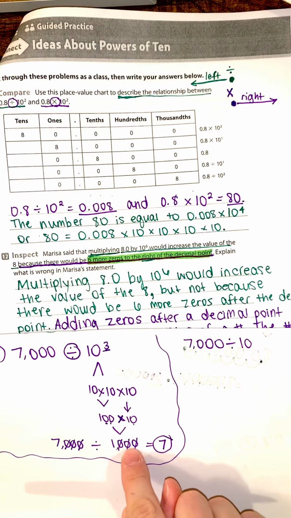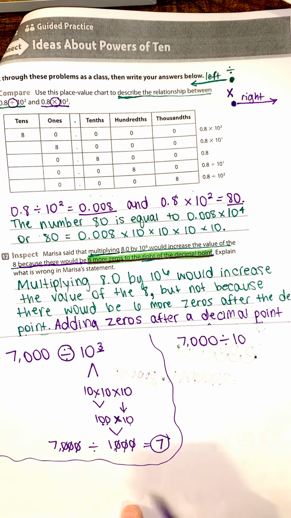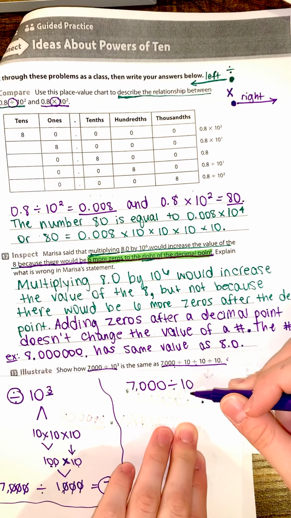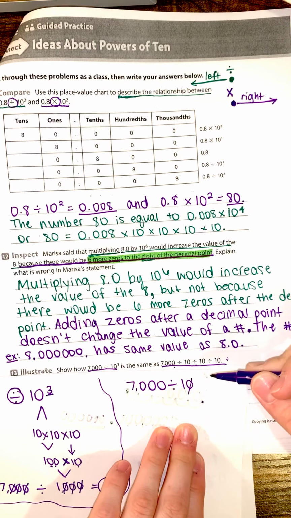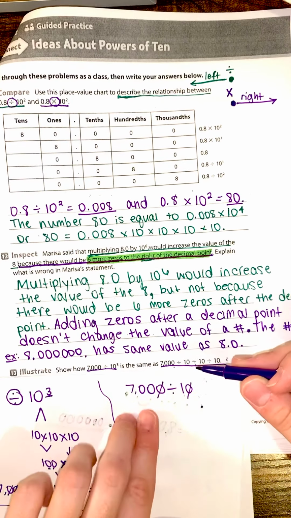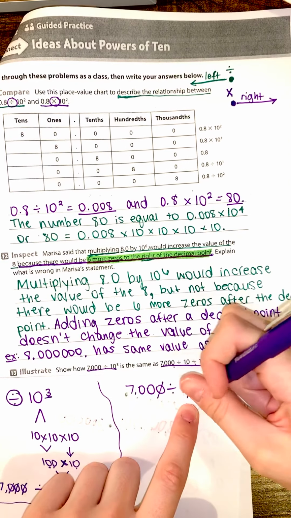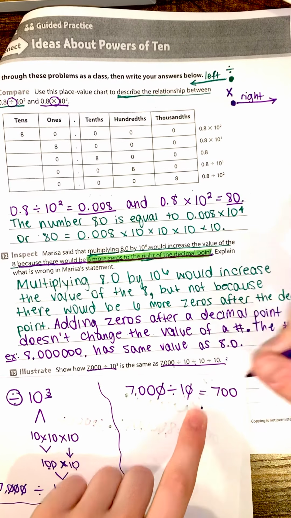These are your powers of 10. However many zeros you have right there, just mark them out. And whatever you do on this side, you do over there. We're going to do the same thing right here. How many zeros do we have in our power of 10? Just 1, right? Mark it out. Over here, mark it out. What are you left with? 700, right? So 7,000 divided by 10 equals 700.